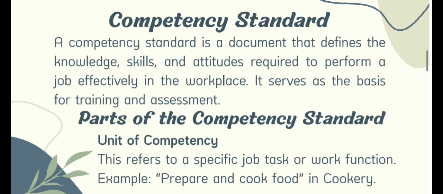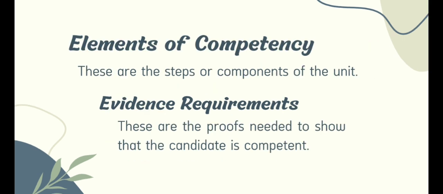Next is parts of the competency standards, which is unit of competency. So, unit of competency, this refers to a specific job, task, or work function. For example, prepare and cook food in cookery. So, in cookery NC2, one of the unit of competency is prepare and cook food. So, of course, the learners must be able to prepare ingredients and follow the procedures and also the safety procedures in cooking.